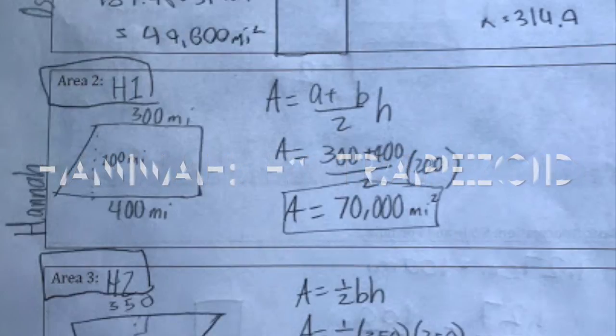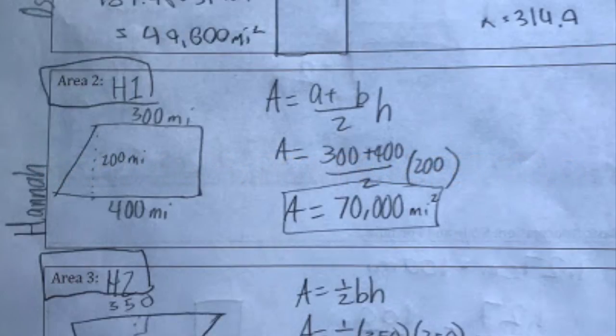To find the area of a trapezoid, I used 300 and 400 as the top bases and then 200 as the height. I got these numbers by converting the centimeters to miles. Since we know that the area of a trapezoid is a plus b over 2 times the height, I plugged in the numbers and got area equals 300 plus 400 divided by 2 and then multiplied by 200. After I calculated this, I found the area was 70,000 miles.